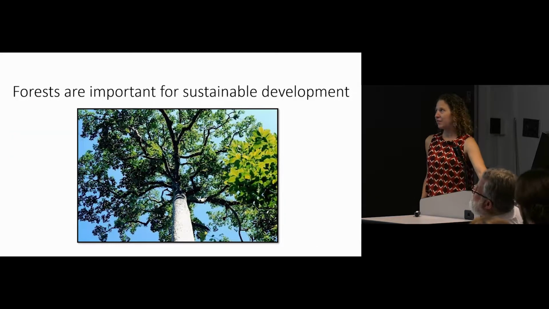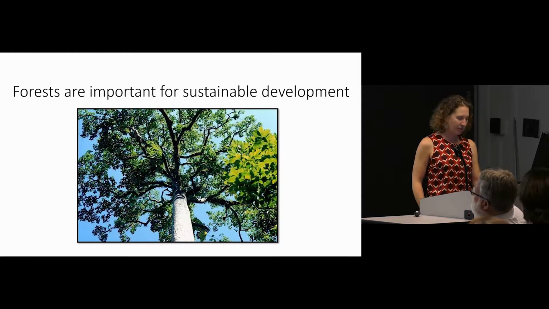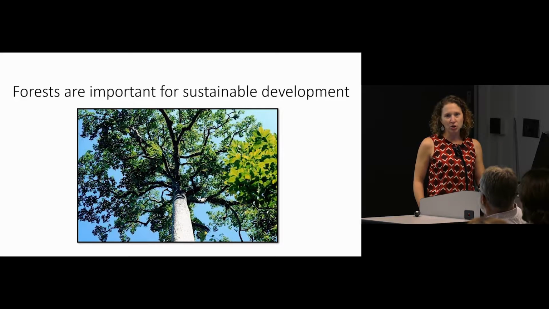So definitely forests are important for sustainable development. They play a key role in terms of ecosystem function and in terms of the products that they provide.